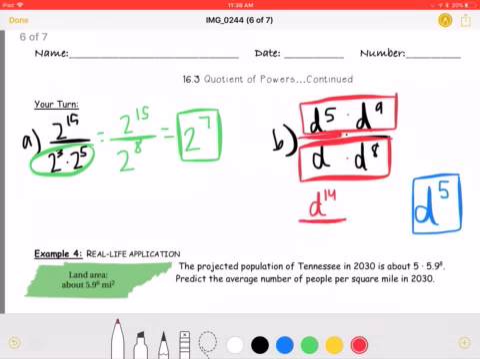Now we still have that, we didn't touch that division bar yet. So I'm going to put over, now let's do our bottom, d to the 1st times d to the 8th gives us d to the 9th. Now we would subtract them. So 14 minus 9 still gives us d to the 5th.